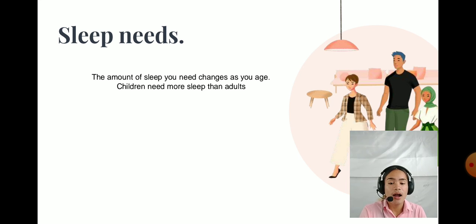The toddler, 1 to 2 years old, has to sleep 11 to 14 hours per 24 hours, including naps. The preschooler, 3 to 5 years old, has to sleep 10 to 13 hours per 24 hours, including naps. The school-age child, 6 to 12 years old, has to sleep 9 to 12 hours per 24 hours. The teen, 13 to 18 years old, has to sleep 8 to 10 hours per 24 hours, and the adult aged 18 to 60 years old has to sleep 7 or more hours per night.